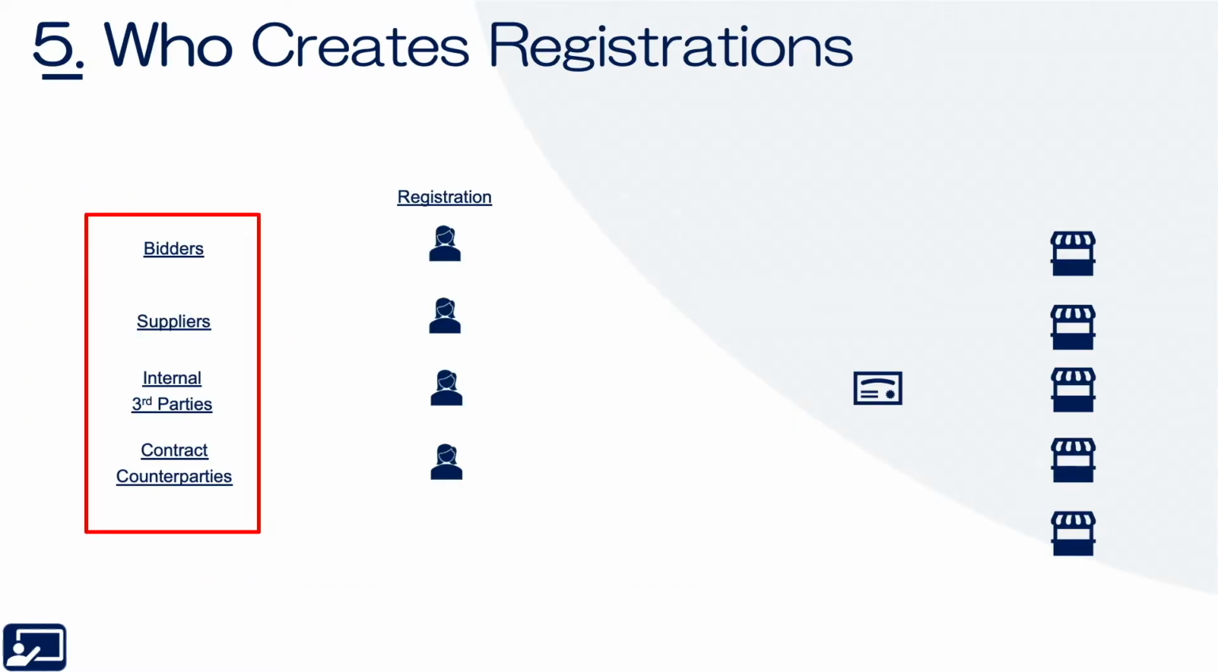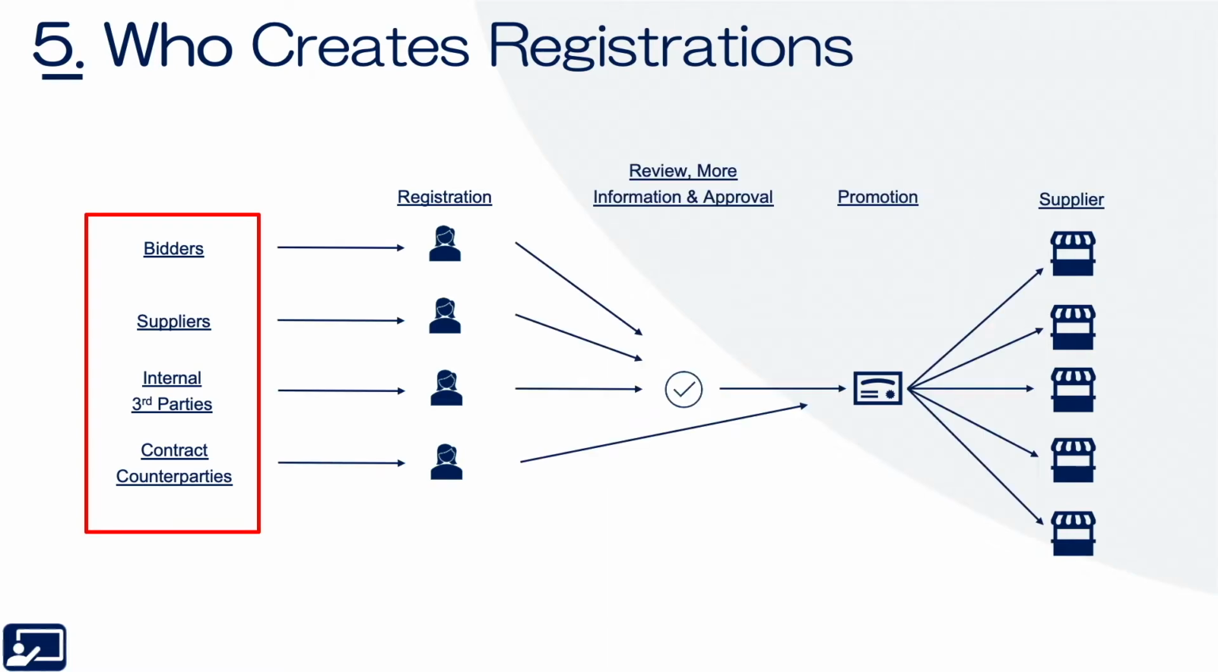So who creates registration? Well, again, depending. If it's external, this is probably the bidder or the supplier or whoever this third party is. If it's internal, then you probably have somebody in procurement or you have somebody throughout the organization. But they register, review and approve. There's that process we talked about again, promotion, when you go from prospective to spend authorized and then they're a supplier.